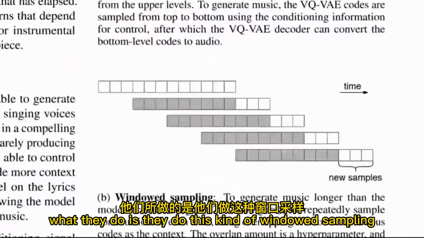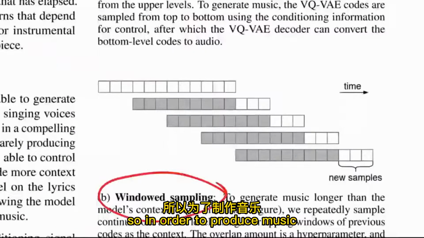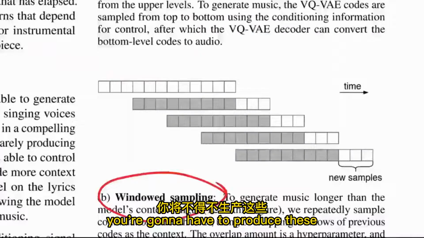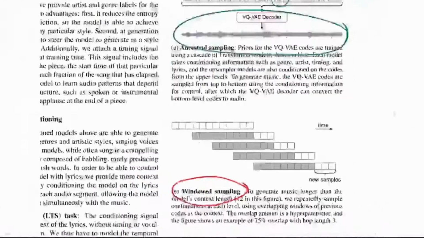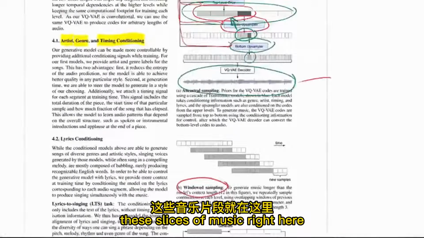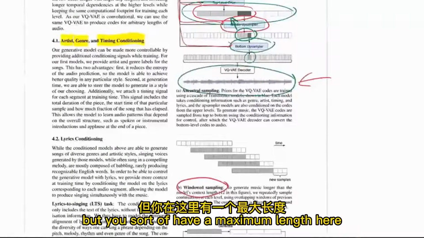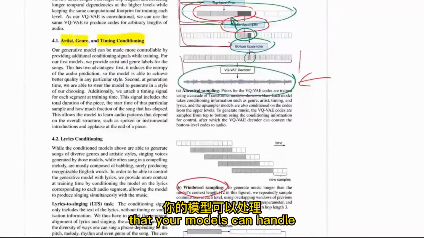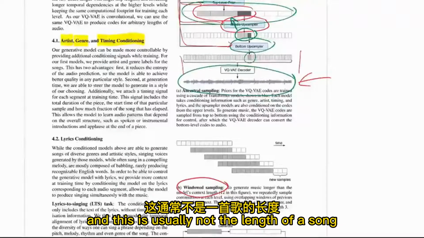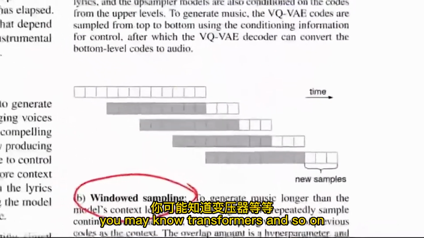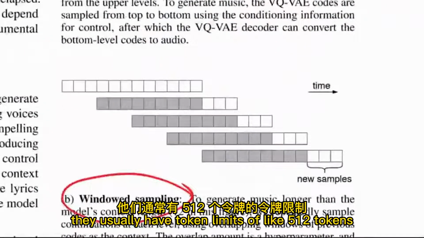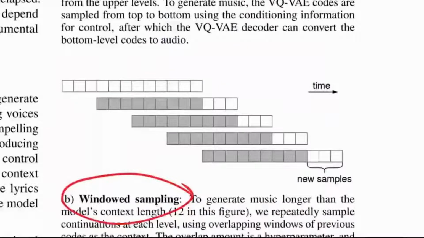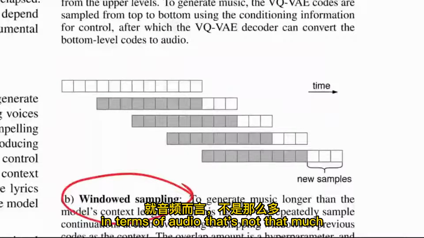The last thing is, what they do is this kind of windowed sampling. So in order to produce music, you're going to have to produce these slices of music right here. But you sort of have a maximum length that your models can handle. And this is usually not the length of a song. You may know transformers and so on. They usually have token limits of like 512 tokens. In terms of audio, that's not that much.